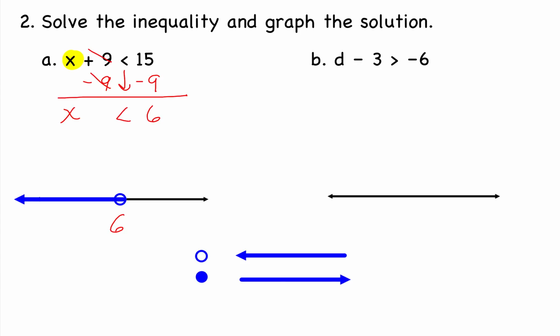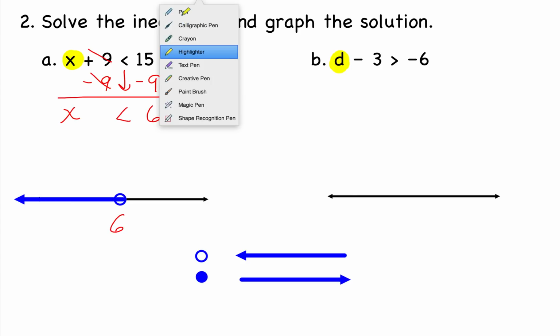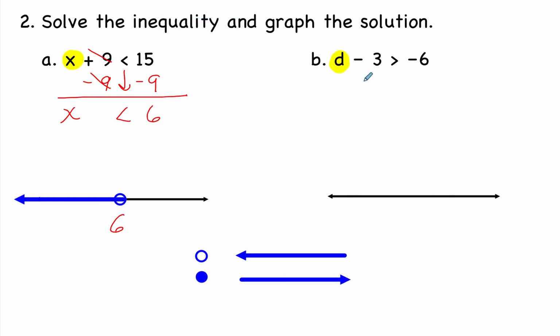Let's work on letter B. It says D minus 3 is greater than negative 6. Well, again, I'm trying to isolate the variable. My variable is the letter D. Okay, trying to get that alone. So I want to see what's happening to letter D. 3 is being subtracted from D, so the opposite is to add 3.